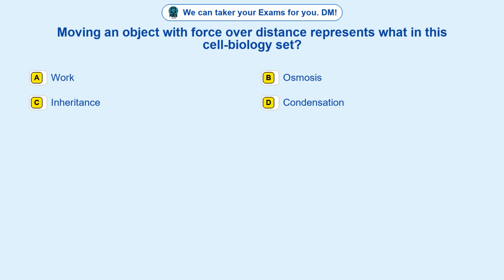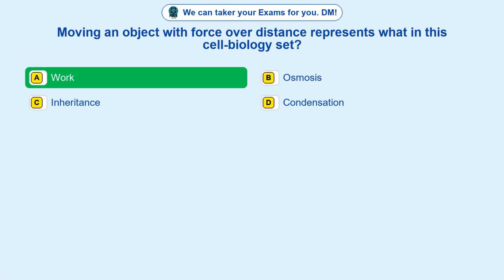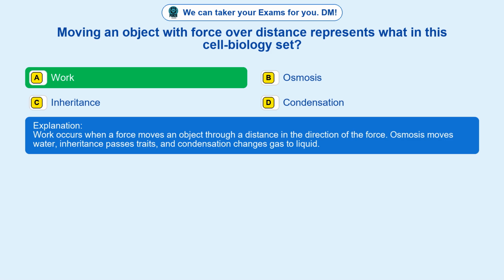Question 59. Moving an object with force over distance represents what in this cell biology set? Option A, work. Option B, osmosis. Option C, inheritance. Option D, condensation. The correct answer is option A, work. Work occurs when a force moves an object through a distance in the direction of the force. Osmosis moves water, inheritance passes traits, and condensation changes gas to liquid.